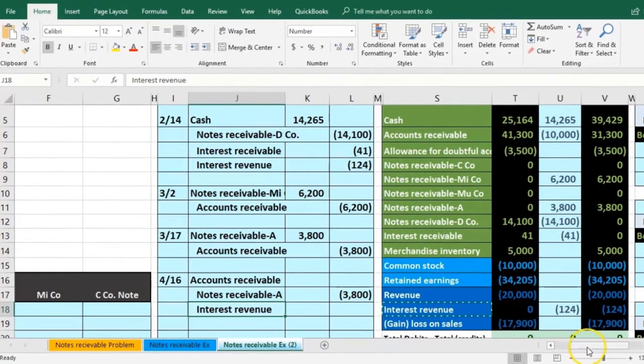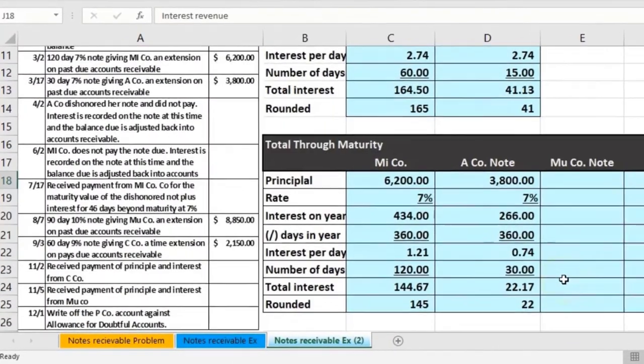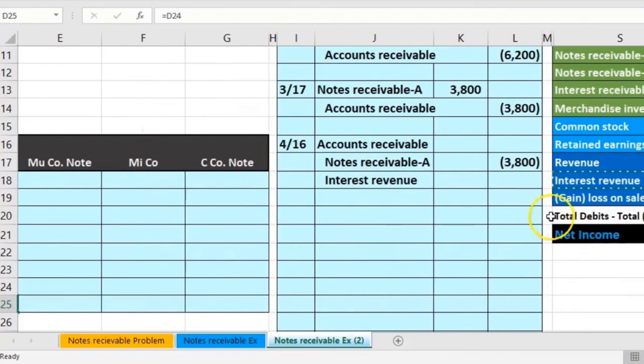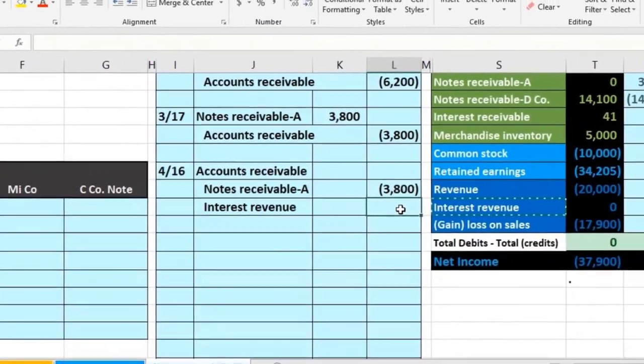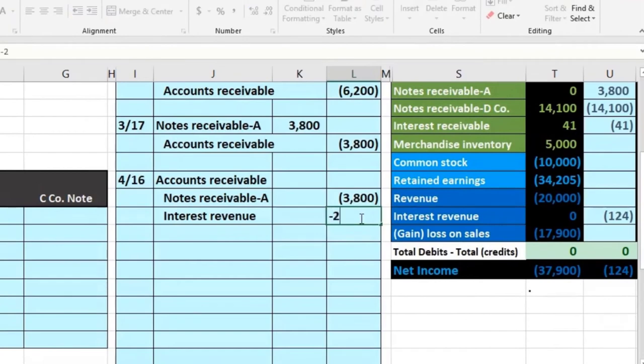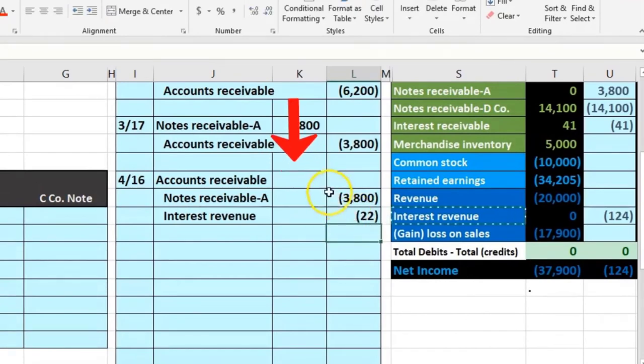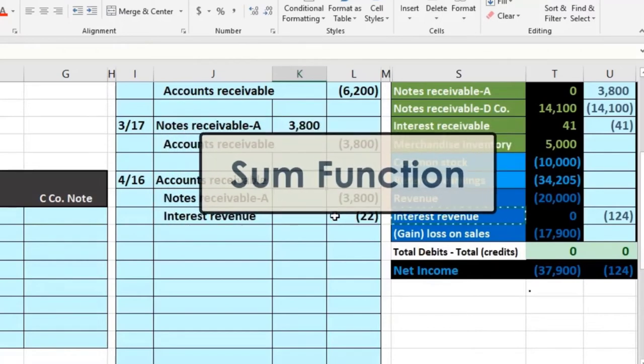Let's see what that revenue was. If we scroll back over here, we calculated it to be about $22. So that's going to be our credit amount, $22 in revenue in L18. I'm going to put a negative 22. Therefore, the debit to accounts receivable will include the original $3,800 plus the $22, or $3,822. I'm going to do that with our negative sum function.